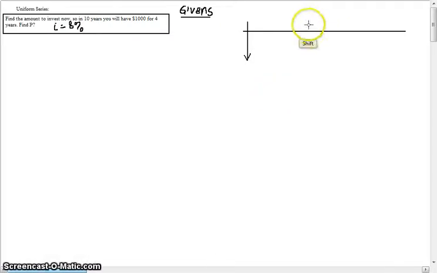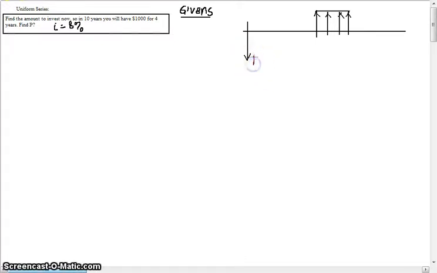In year 10, we want to start taking money out, and we're going to do that for 4 years. Sometimes what we do, instead of drawing each of these arrows, we can draw the first one and the last one and just draw a straight line across, and that tells us that it's a uniform series. It's a constant amount each year. Okay. Let's put some labeling to this whole thing.